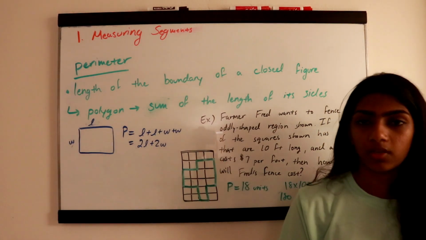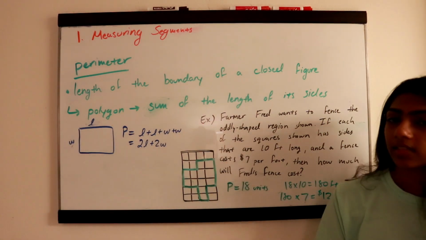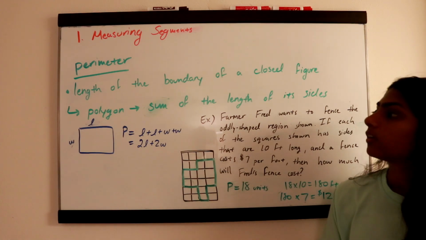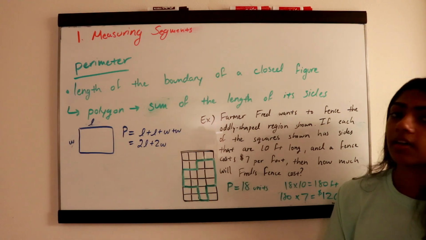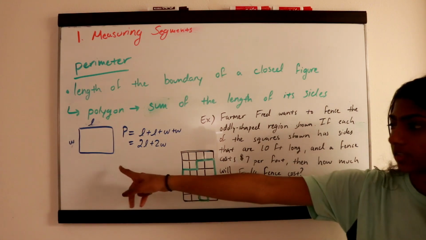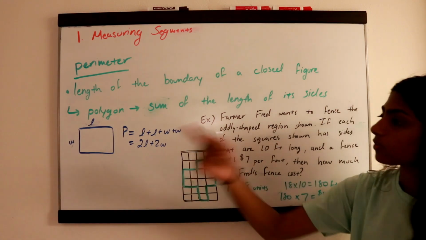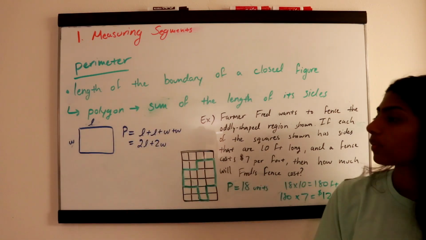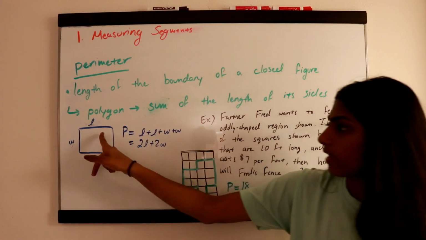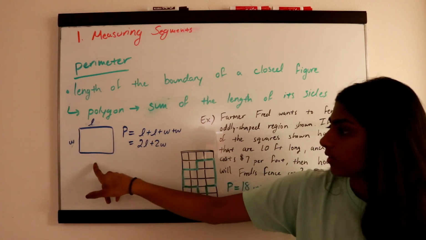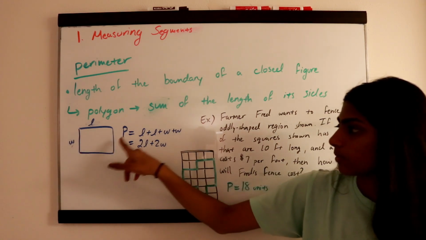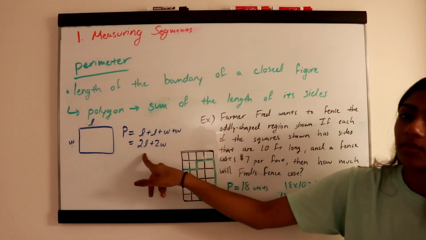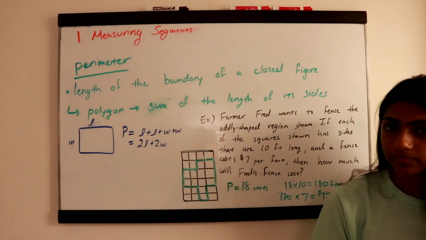So now let's move on to perimeter. The perimeter of something is the length of the boundary of a closed figure. So in a polygon, the perimeter is the sum of the lengths of its sides. So let's look at this example right here with the rectangle. The rectangle has a length L and a width W. To find the perimeter, we're going to add L, and since we know L over here is the same as L over here, and W over here is the same as W over here, we do L plus W plus L plus W, which is equivalent to 2L plus 2W.